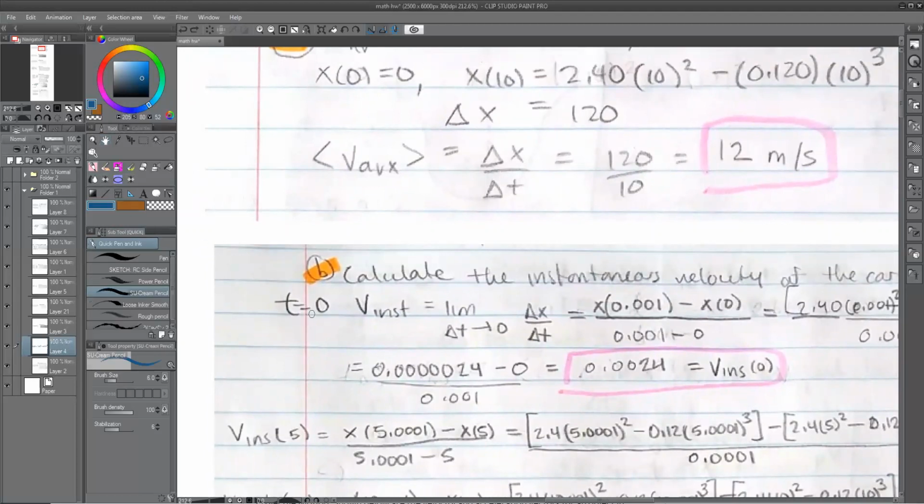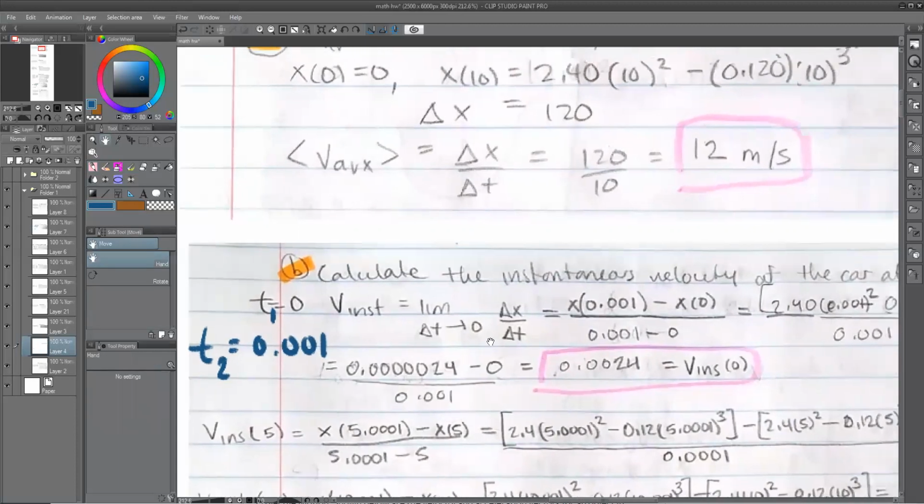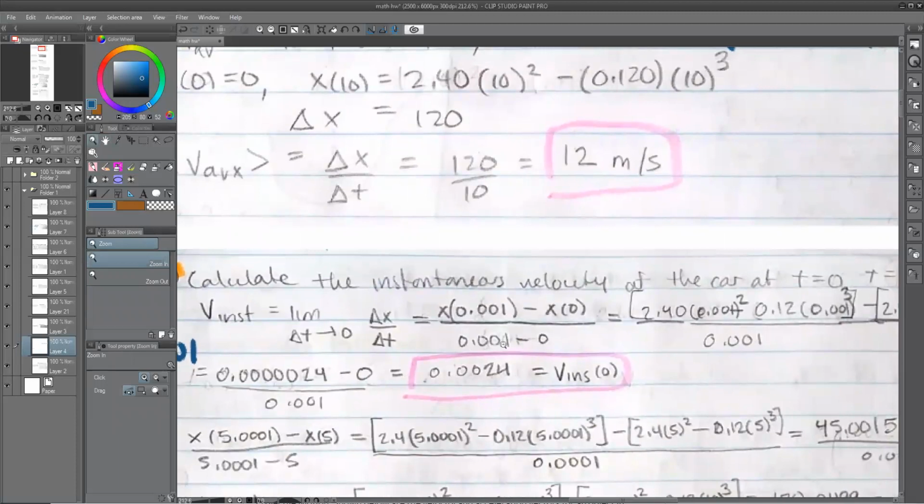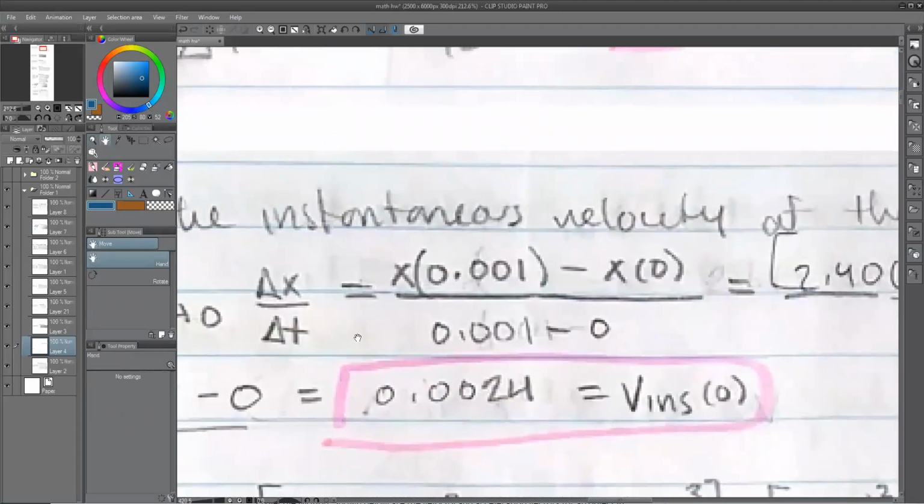So if I'm asked to find the instantaneous velocity at t equals 0, I can have this be t1, and then I can choose t2 to be something very, very close, like 0.001. Which means that my delta t at the bottom here is 0.001 minus 0. So that's how close I want it to be.